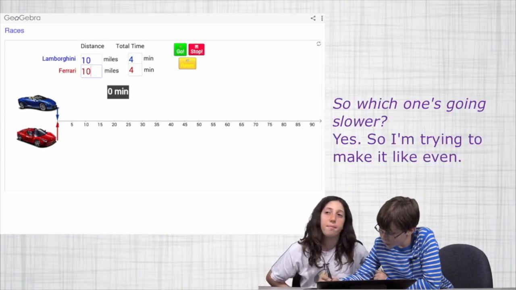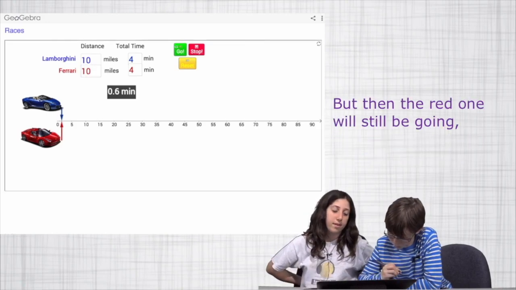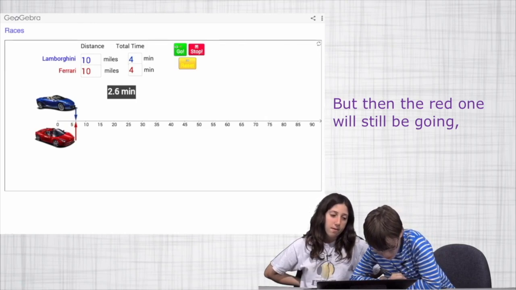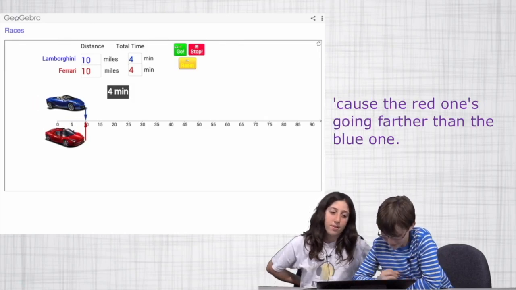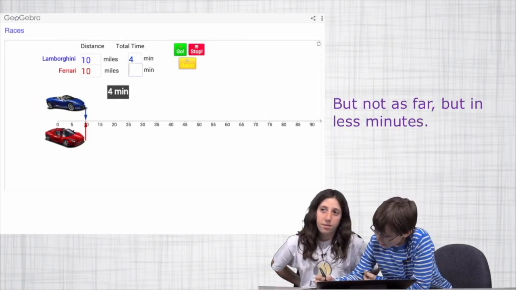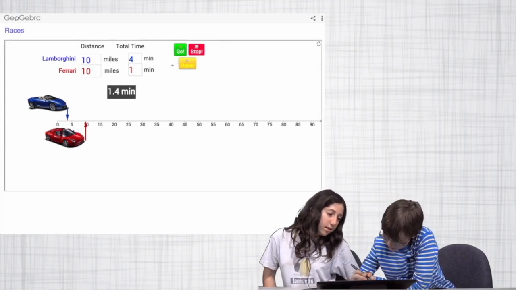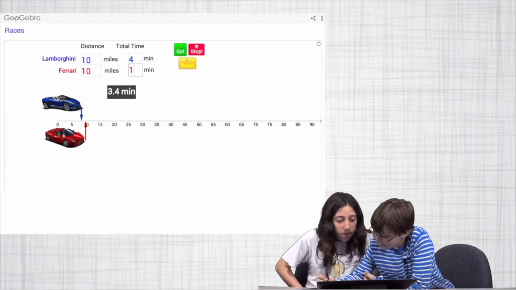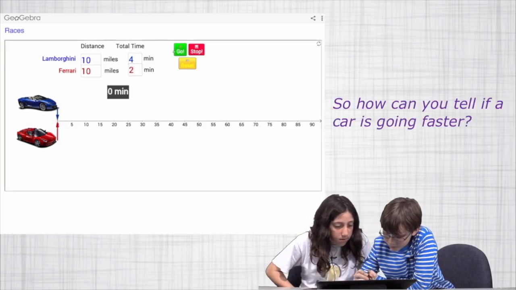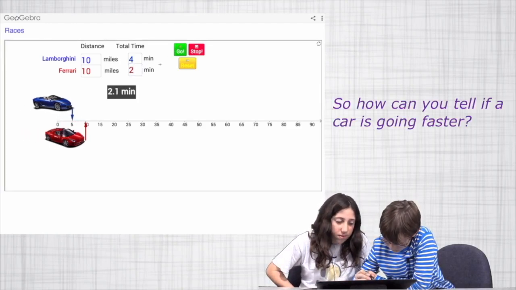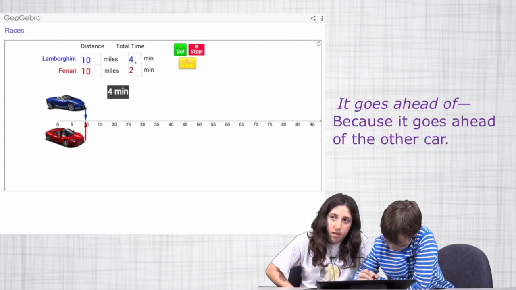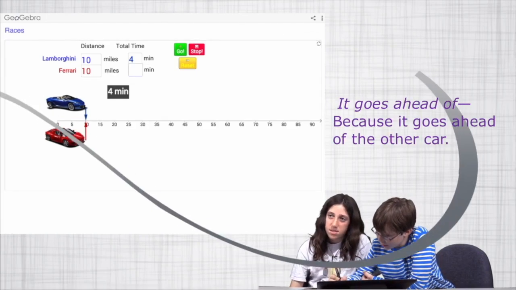So which one was going slower? I'm trying to make it even, but then the red one would still be going farther than the blue one. Well, not as far, but in less minutes. So how can you tell if a car is going faster? Because it goes ahead of the other car.